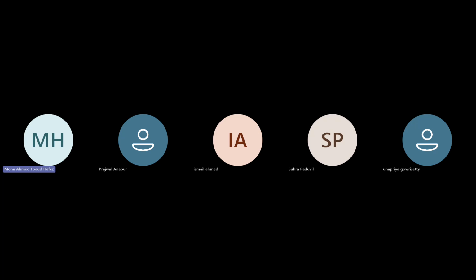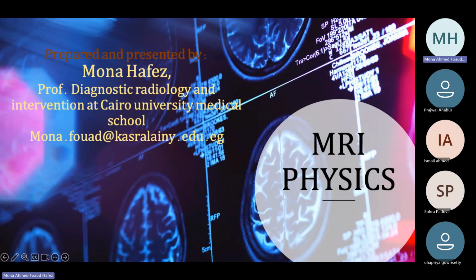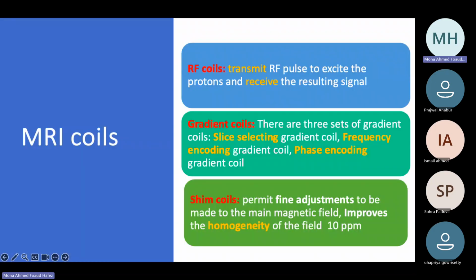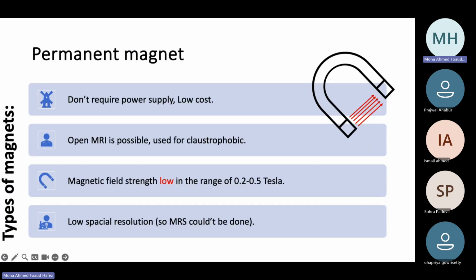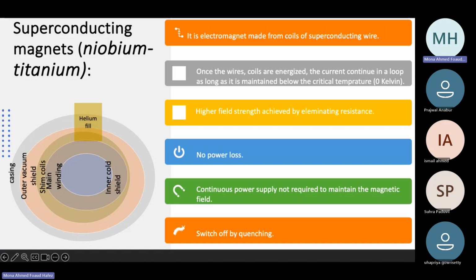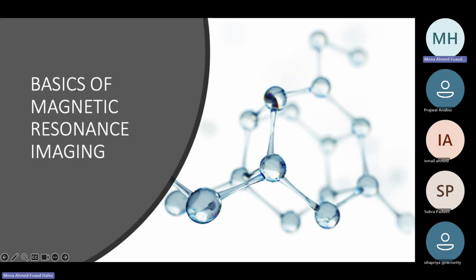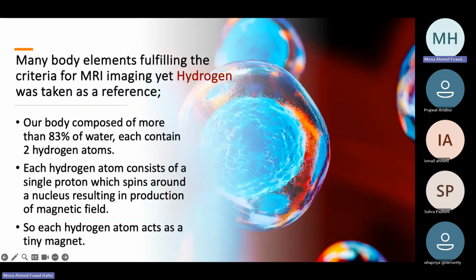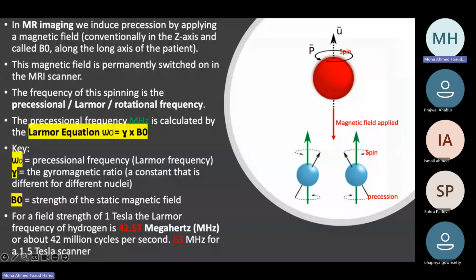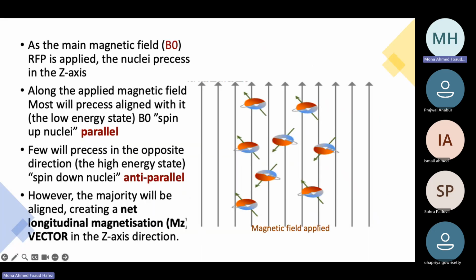Just a quick revision. We started MR physics by talking about the coils and types of magnet: permanent magnet, solenoid, and superconducting. And we took the basics of MRI, how the protons are the main component for MRI, especially the hydrogen atoms, and how they spin and precess. And we talked about the Larmor frequency, the Larmor equation.